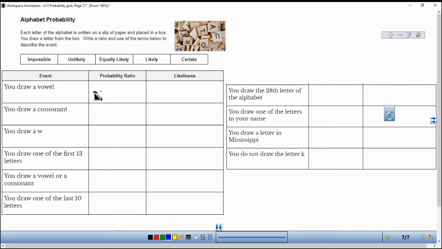All right, you draw a vowel. Well, how many vowels are there? A, E, I, O, and U. So the ratio would be 5. There's 5 possible favorable outcomes. And then how many total letters are there? How many total outcomes could there be? There'd be 26. So if that's the case, there's only 5 in there out of 26. It's not impossible. It's not equally likely. It's less likely. We've been using the phrase less likely.